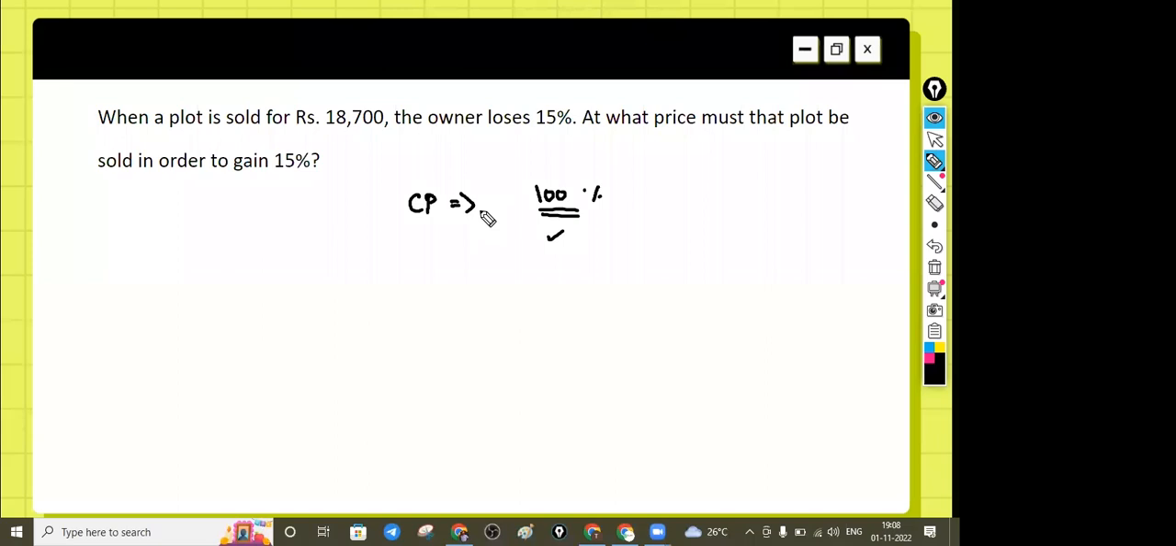So listen carefully, guys. So what is the selling price? The owner is selling it for 18,700. The selling price of the owner is 18,700 rupees. If he sells for this price, he's losing 15%. Instead of 100%, that person is getting only how much percent? Out of 100, 15 is lost. So the person is getting 85%.